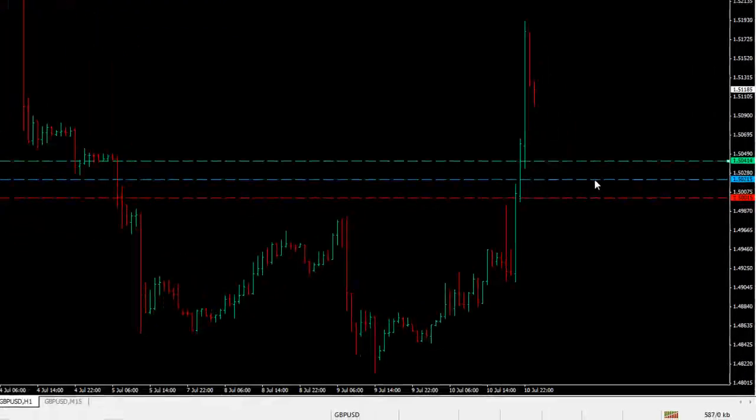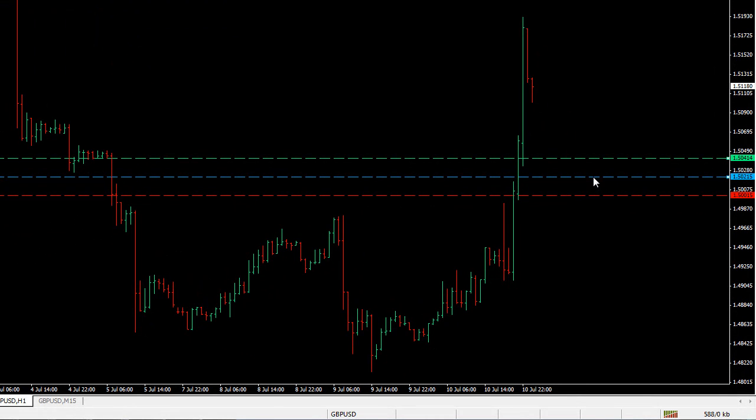So now let's take a look at actually the short order. Now the short order would have been at 1.4981.